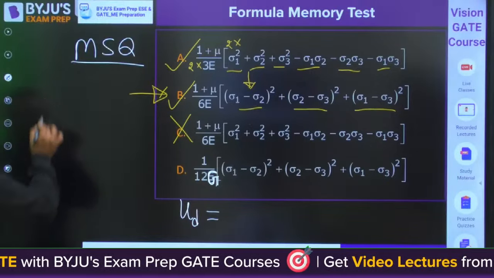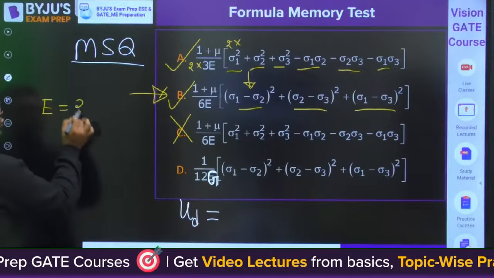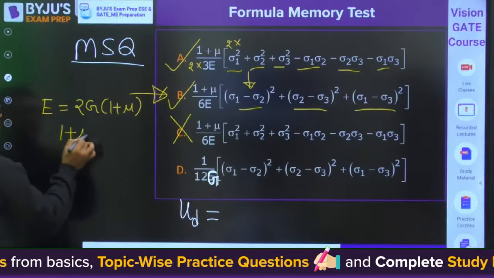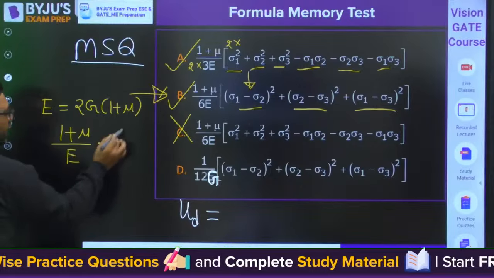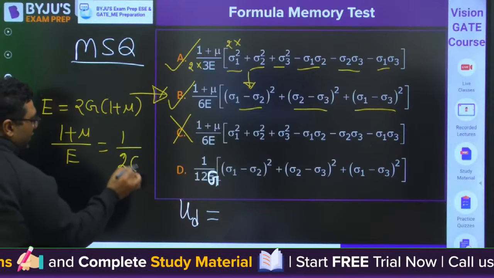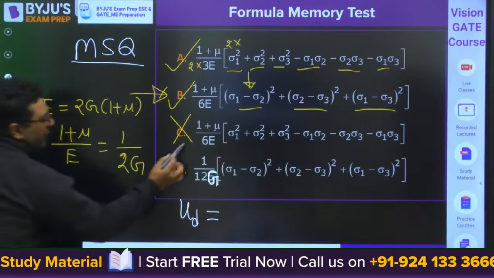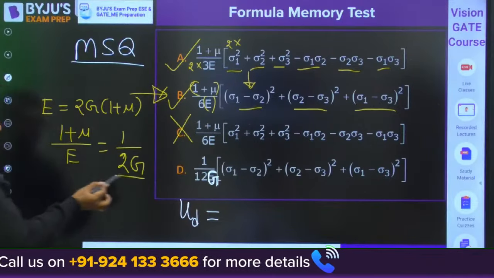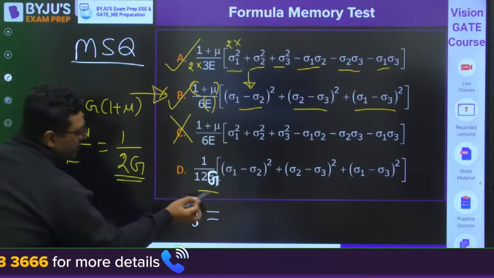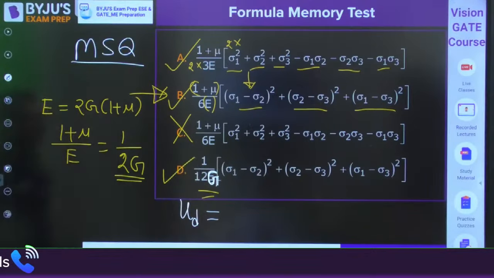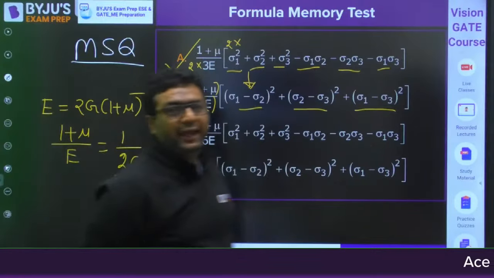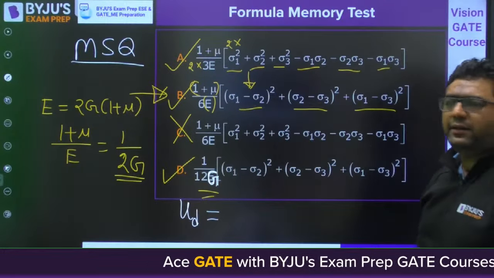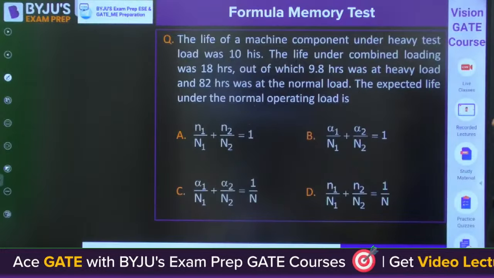You also know E equals 2G into (1 plus mu). So my dear, (1 plus mu) upon E can be written as 1 by 2G. When you replace this (1 plus mu) by E with 1 by 2G, it will become 1 by 12G. So D is also correct. So the answer is A, B and D. Moving to the next question, guys.